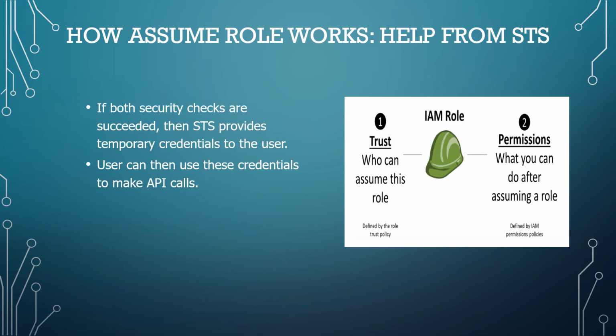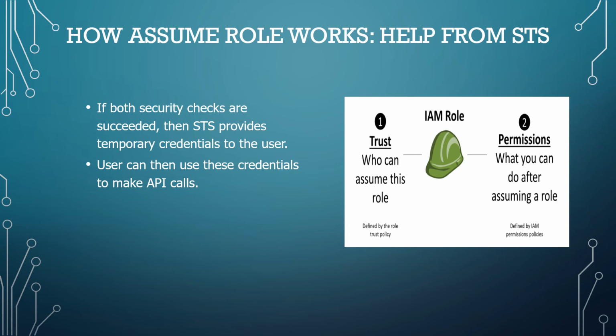Now, when we talk about a role, any role has two things. First, you have permissions for that role, that is, what can someone do. Second is the trust relationship, that is, who can actually assume this role, defined by the role trust policy. Whenever you're creating this role, you'll have to provide who can assume it. That is defined in the trust relationship, and in permissions you provide what they can do.